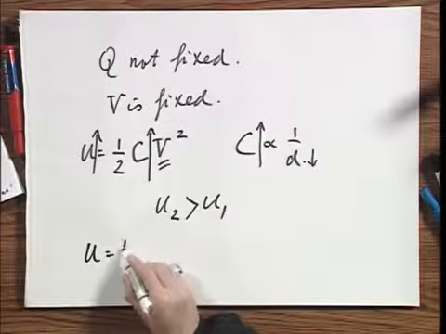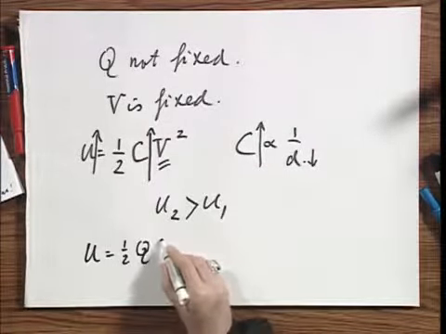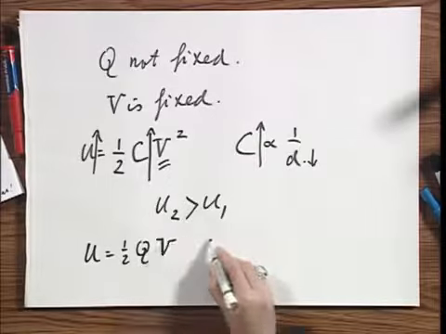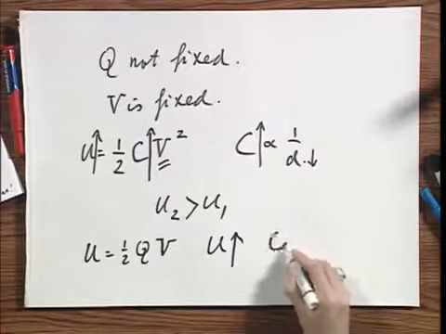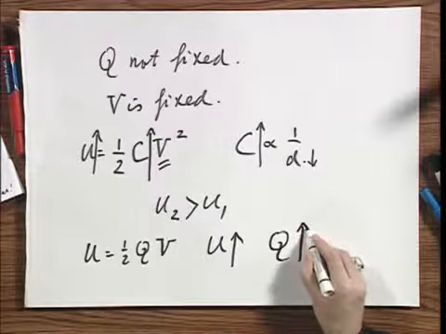U is also 1/2 QV. U goes up, V remains the same. So we also learn that Q goes up. That means a current must flow. The battery which is connected, as we bring them closer together, and more charge appears on the plates, that charge must be provided by a current from the battery.